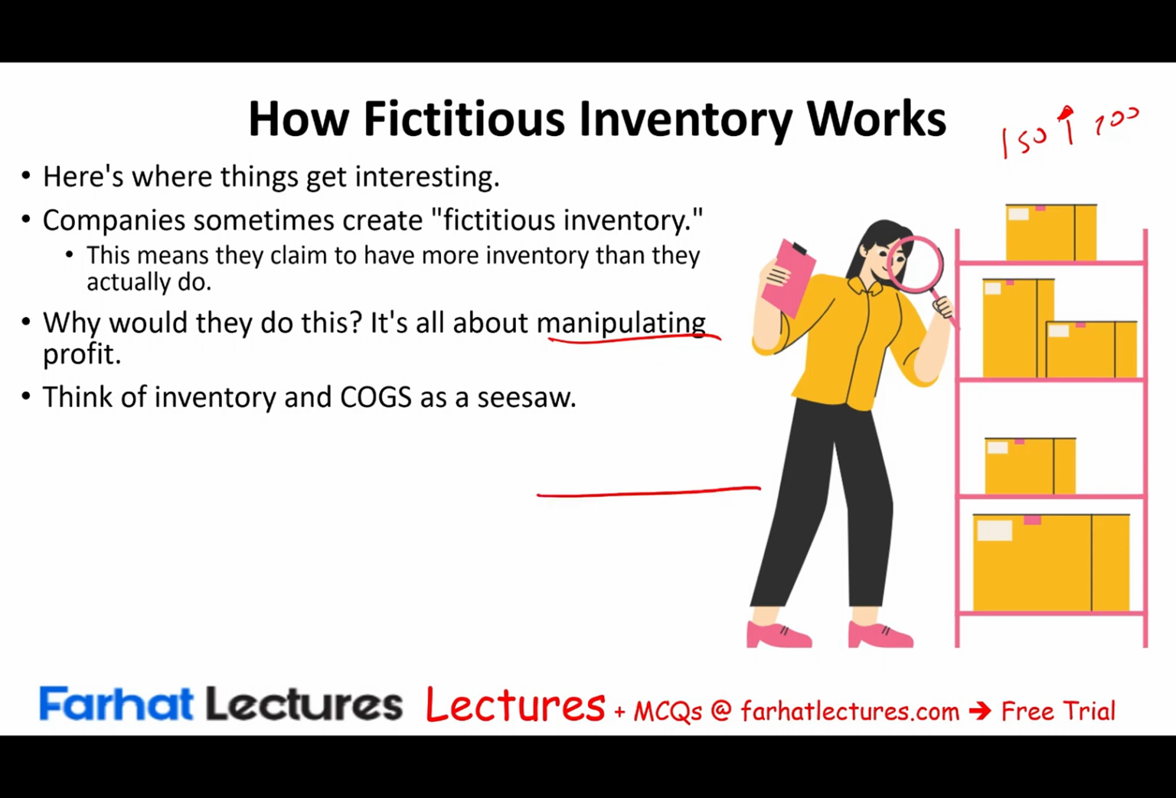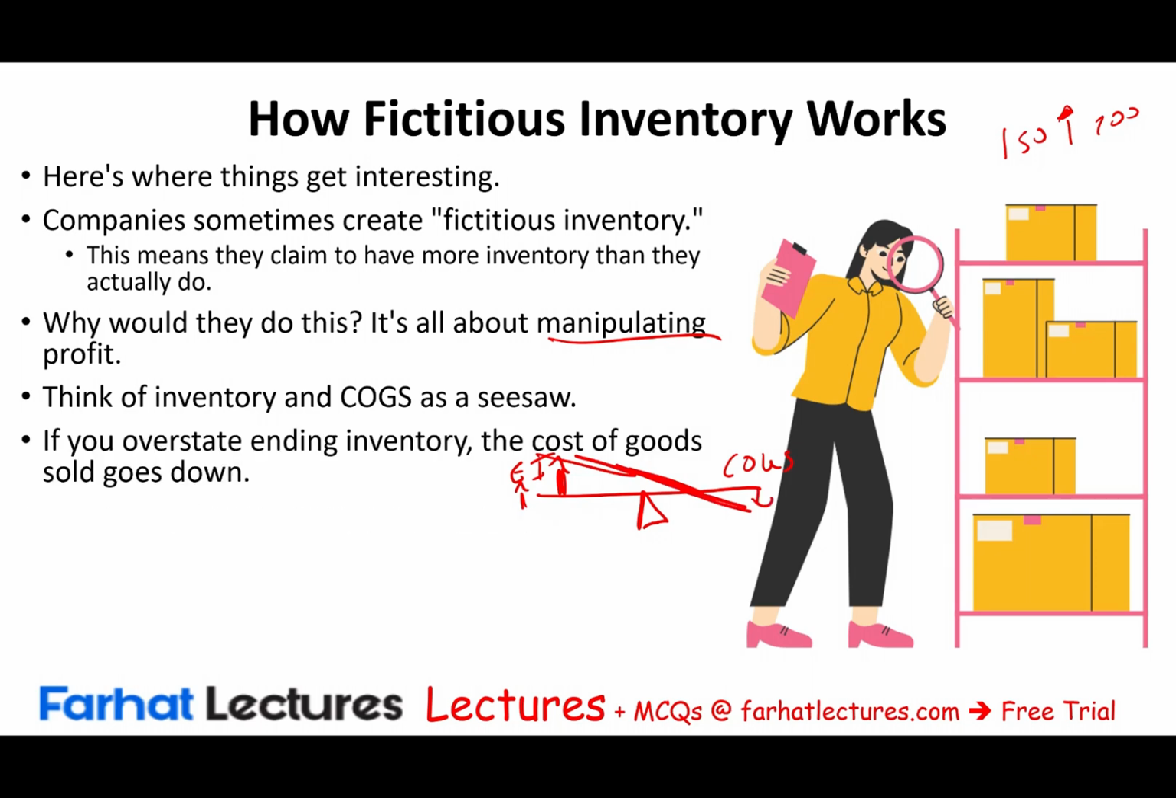Simply put, if we're going to do a seesaw here, and we have ending inventory on one hand and cost of goods sold on the other, if we claim to have more ending inventory, so if we bring the seesaw up, what's going to happen to cost of goods sold? Cost of goods sold will go down. Also, if we claim less ending inventory, so if we bring this seesaw down, cost of goods sold will go up. It's a negative relationship.